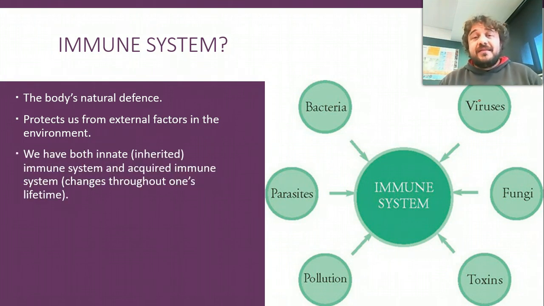We have both the innate immune system. This is the one we inherit. We get that from our parents, and to be honest, mostly from our mother. And there's the acquired immune system, and this changes throughout your lifetime.